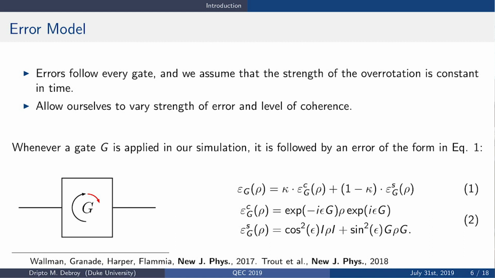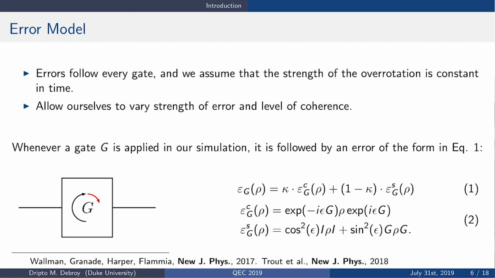So just to go over our error model, after every gate G, we apply this channel right here. There are 2 major parameters to this channel. There's this kappa parameter, which we call the unitarity. It's a different unitarity definition than the one here. It's a bit simpler and is just a linear mixing between coherent and stochastic.